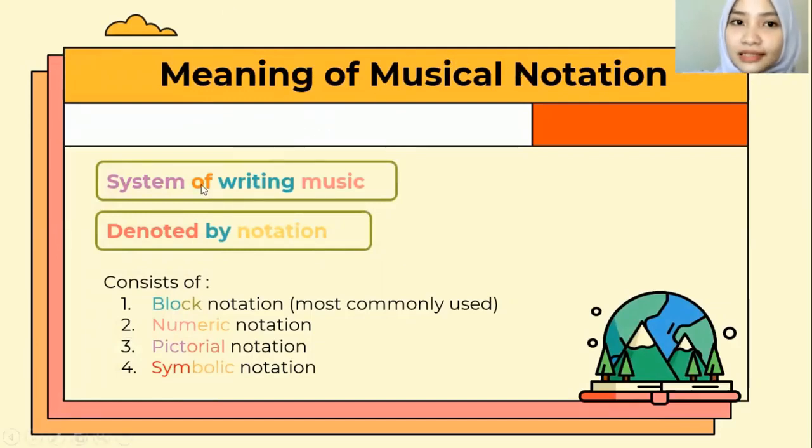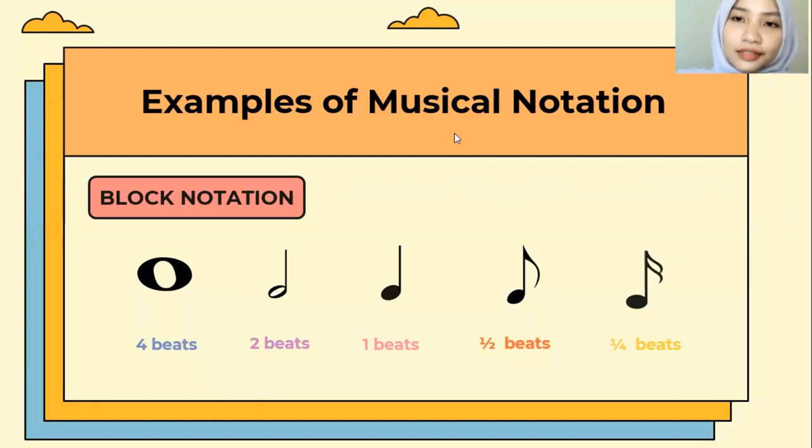Musical notation is a system of writing music which is denoted by notation. Musical notation consists of block notation, numeric notation, pictorial notation, and symbolic notation. Let's look at the figures. Here is an example of block notation.